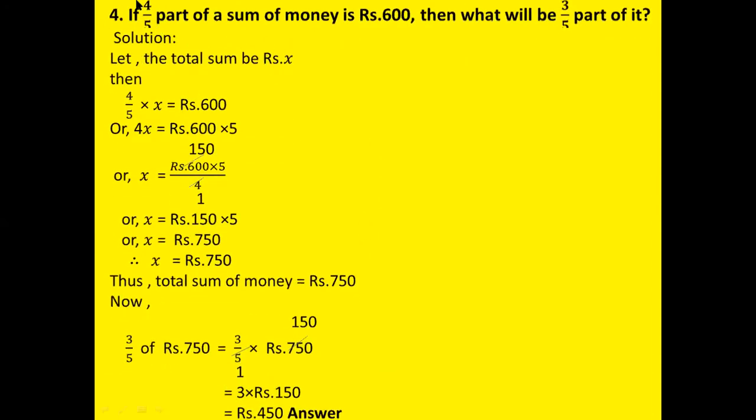Similarly, look here, 4 by 5 part of our sum of money is rupees 600. Then what will be the 3 by 5 part of it? Then let the total sum be x. Then 4 by 5 of x is 600. Then 4x equals 600 into 5, 600 into 5 divided by 4. Then it will give 750. Total is 750. Then the sum of money is 750 now. 3 by 5 part of this total, the 750, is 3 by 5 into 750. Cancel it. 5 into 150 means 750. Then 150 into 3 means 450 is the answer.